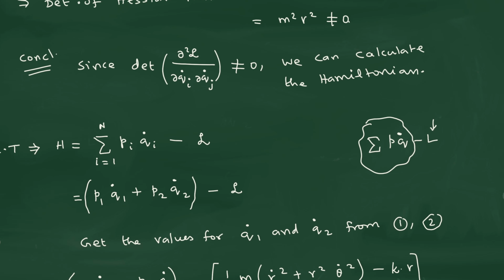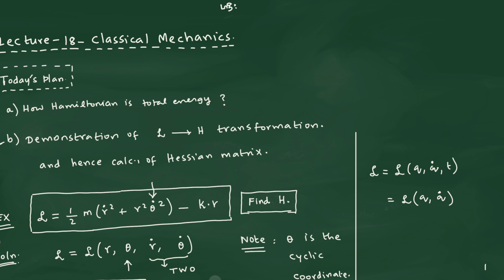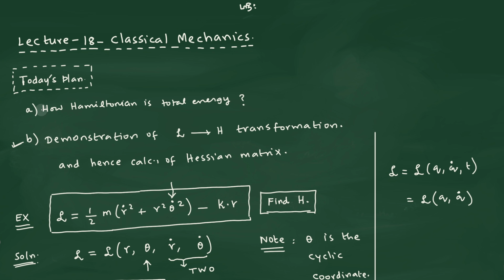So this point is clear now, and we will come back to the second question in the next lecture, how the Hamiltonian is the total energy. The answer can be done very easily, so we will see that in the next class.